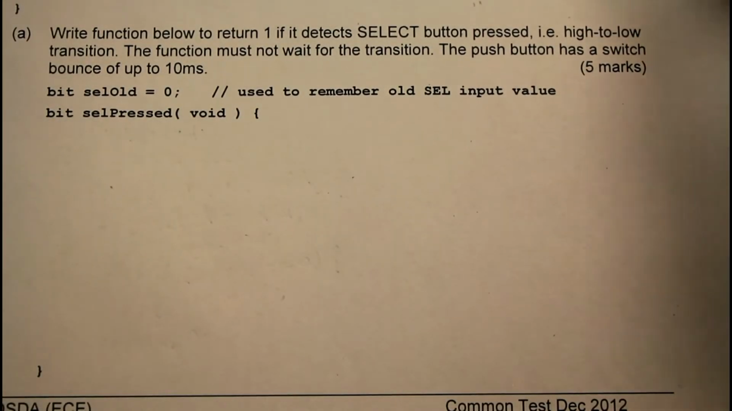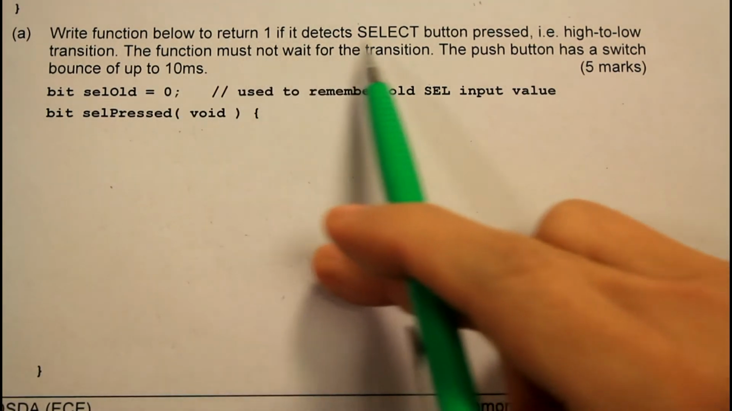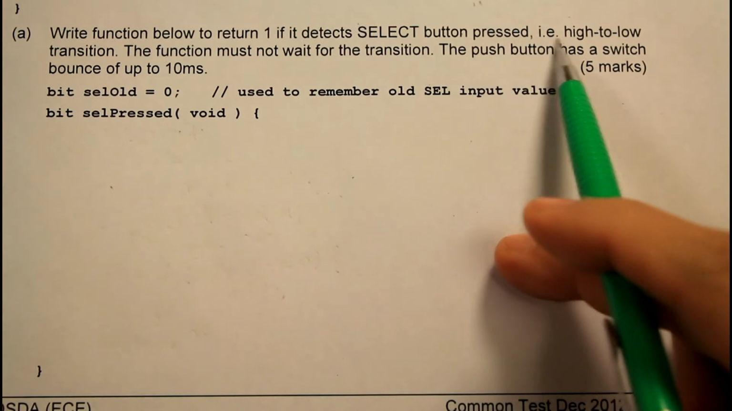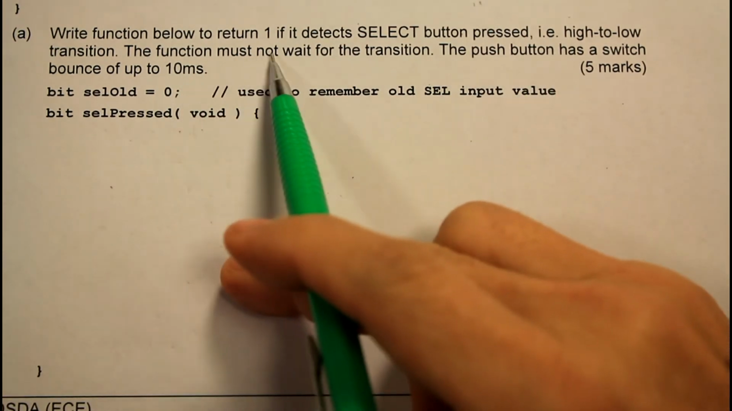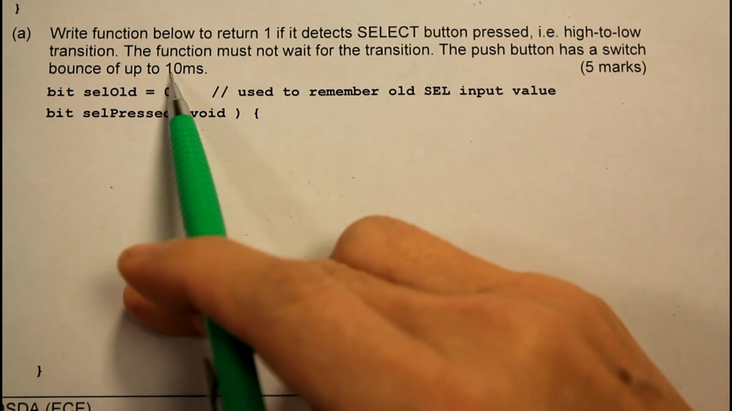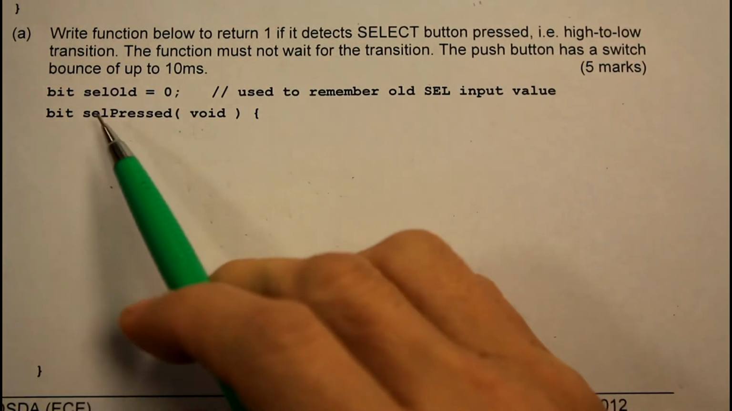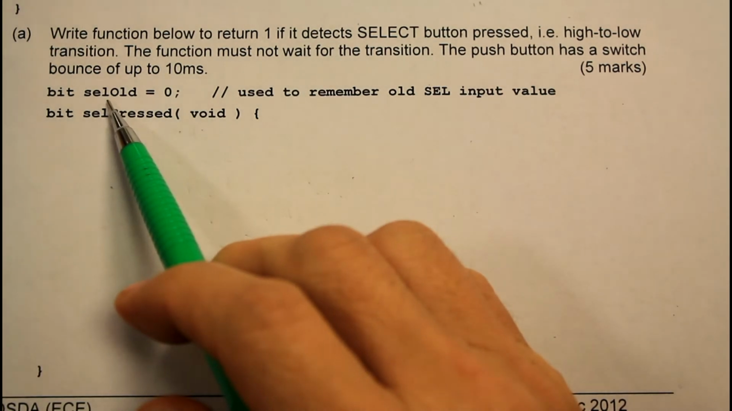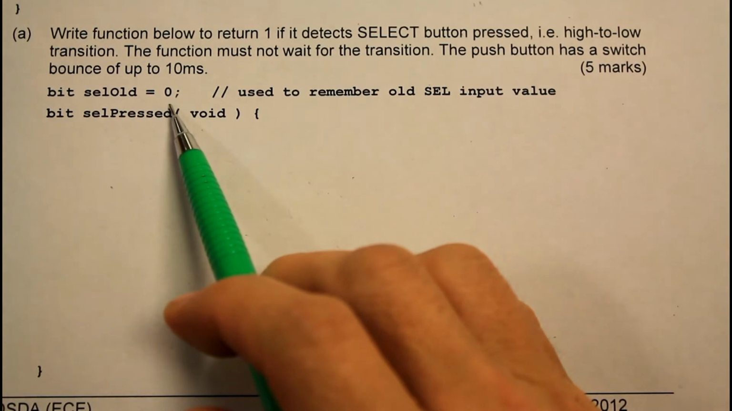In this question, we have to write a function which will return a 1 if the select button is pressed. That is, if there's a high to low transition. The function must not wait for the transition. The push button switch has a bounce time of up to 10 milliseconds. So the first thing to do is to declare an old switch value to remember what our previous switch value was. So this bit switch value old has been declared and initialized to 0 for you.